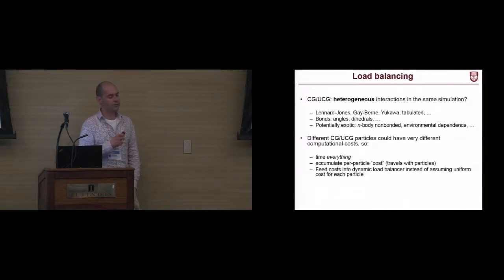The problem is heterogeneous interactions in the same system. You can't assume that each of these little particles has the same computational cost in terms of the actual load balancing itself. So on the basis of us using coarse-grained models, we don't really know in advance what sort of interactions might be going on. Some of them might be very simple and computationally cheap. Some of them may be really expensive. You need to take this into account in the load balancer, so we time everything. We don't assume that everything has the same cost.